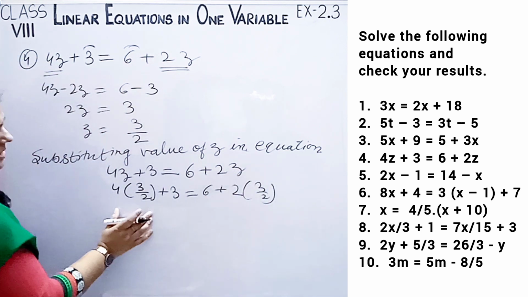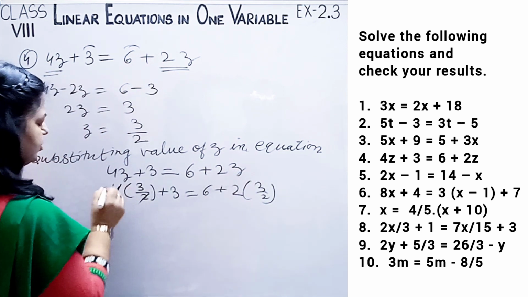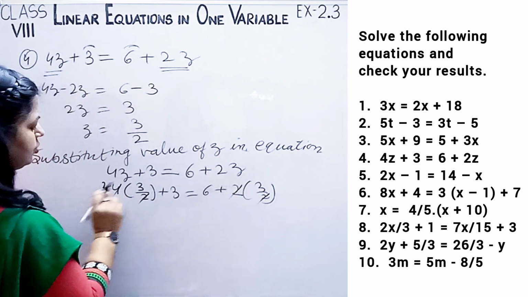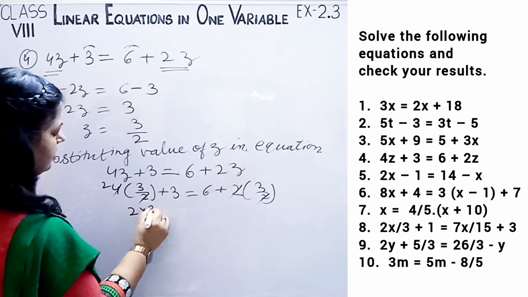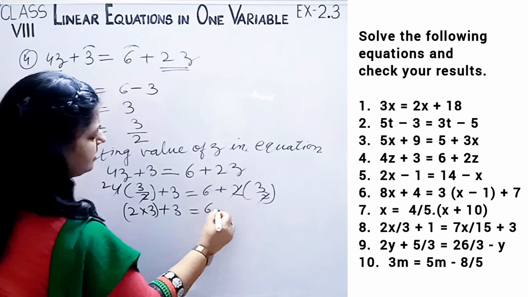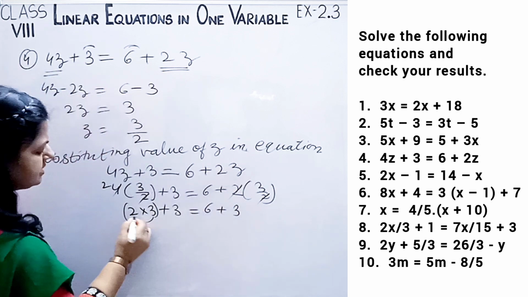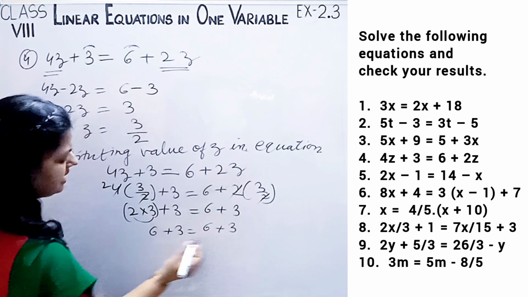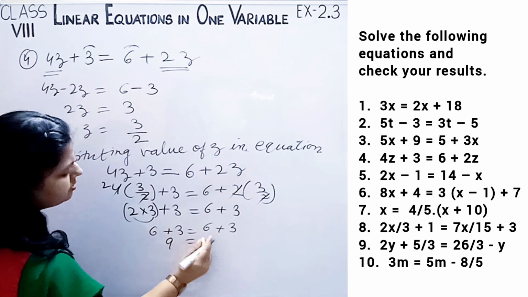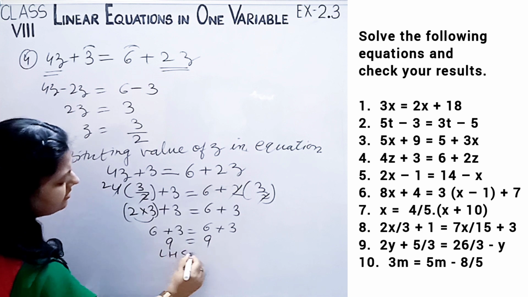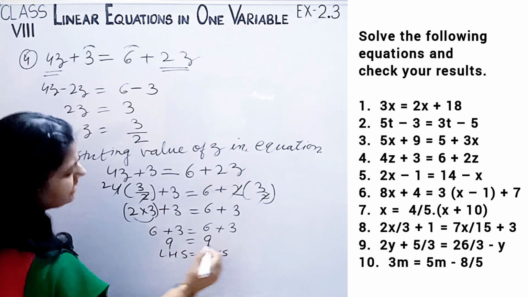Now removing the brackets, 2 twos are 4 and here 2 ones are 2. So 2 threes are 6 and 3 equal to 6 plus 3. Now 6 plus 3 equal to 6 plus 3. Now we can see that 6 plus 3 is 9 equal to 6 plus 3, 9. So left hand side equal to right hand side. It means the answer is correct.